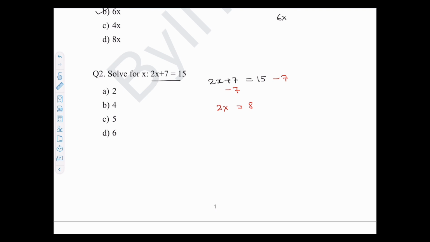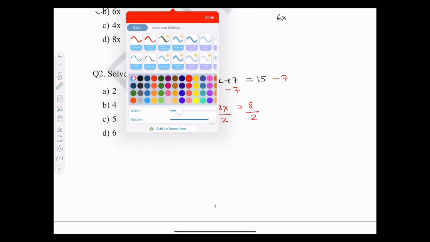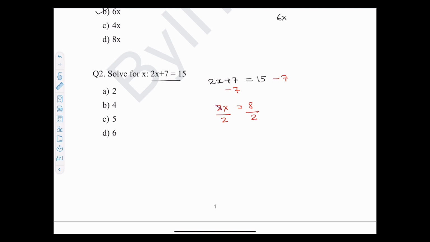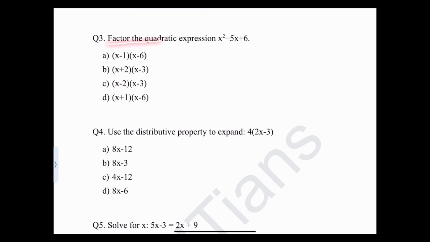Now let's divide both the sides by 2. These two 2's cancel out, so we are left with only x on the left hand side, and here we had 8 over 2. What's 8 divided by 2? Just 4. So the value of x is 4, which is option B. Now coming to the third question.